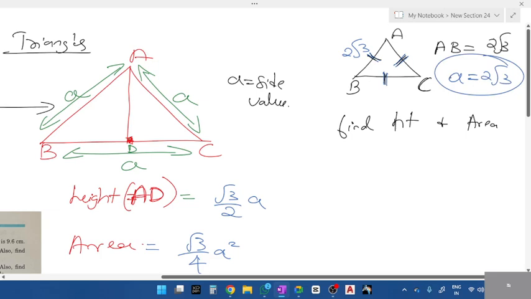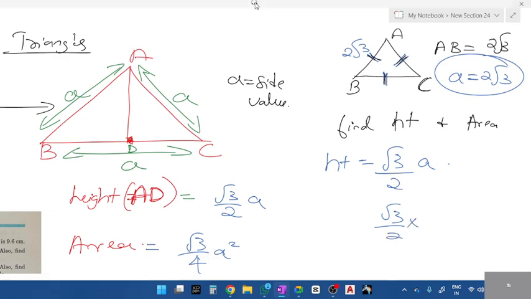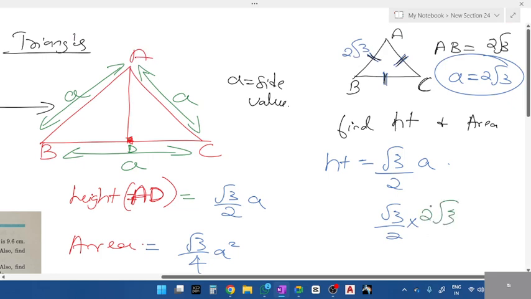According to the formula, now we have to find the height, students. What is the height formula? Tell me the formula for the height of an equilateral triangle. Root 3 by 2a. Root 3 by 2 into what is the a value? Side value? 2 root 3. Which one gets cancelled? What is root 3 into root 3? 3 centimeter is the answer. Find the area.